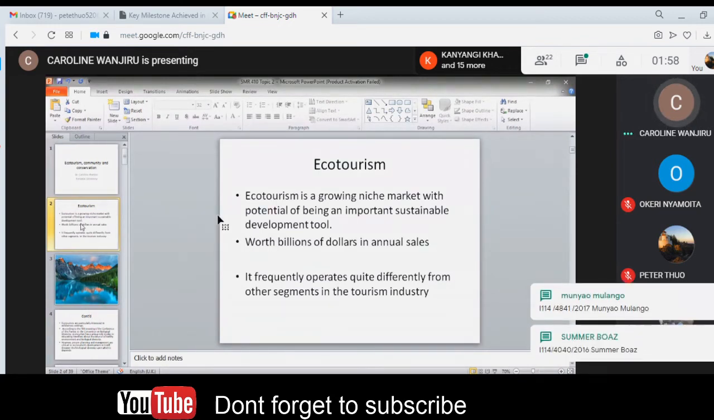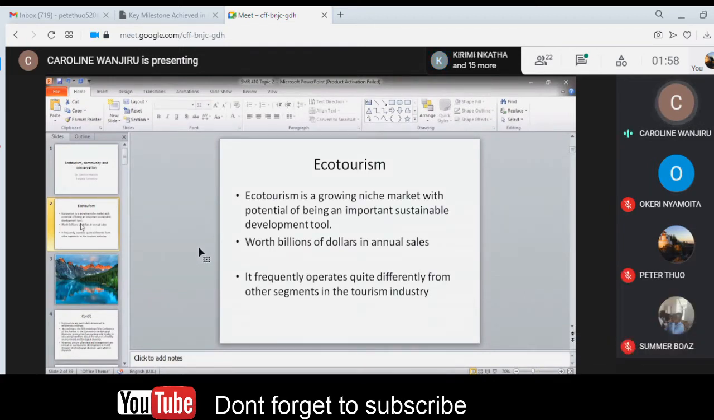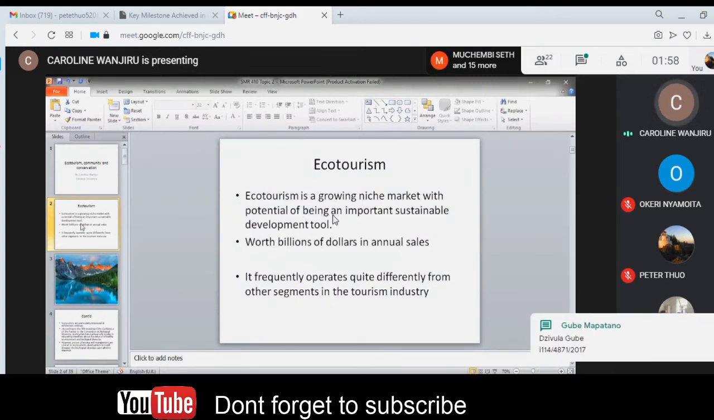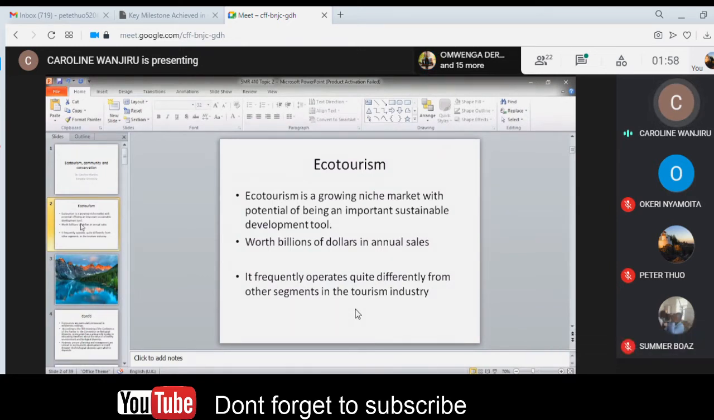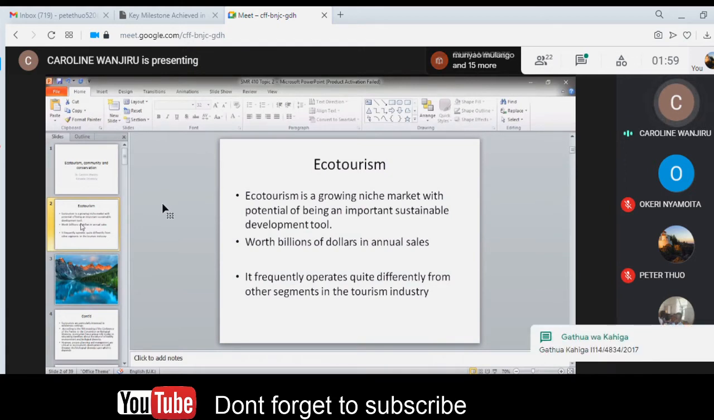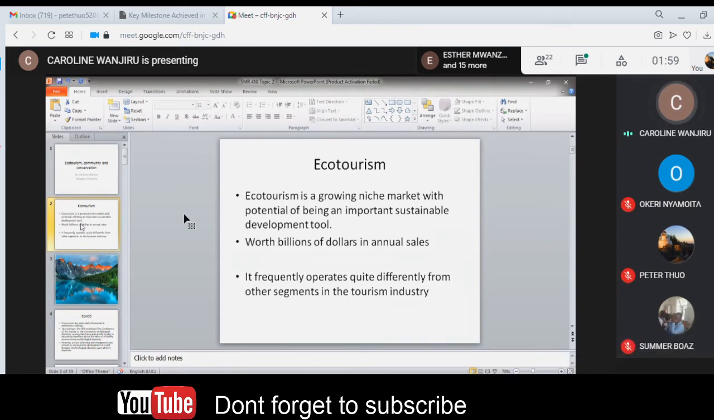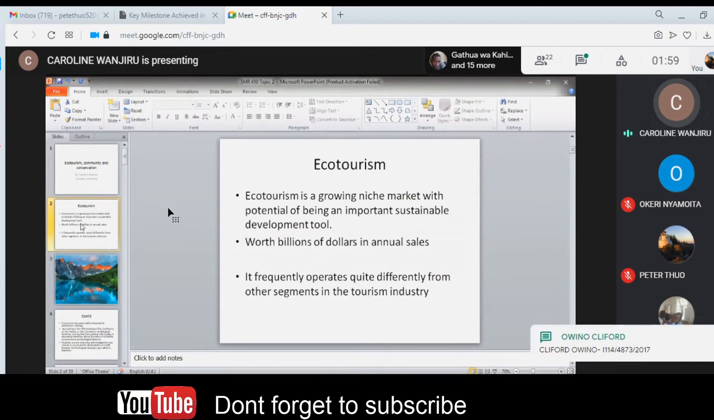We had already defined ecotourism, although we still define it again. Just to start with, it's good to note that ecotourism is a growing niche market. Niche just means it's a special kind of thing that is developing away from the mainstream, with the potential of being an important sustainable development tool. We are talking about sustainable development over and over again. But tourism may actually be a sustainable development tool. This segment is worth billions of dollars in annual sales. So it's a segment that is making money, it's generating revenue.